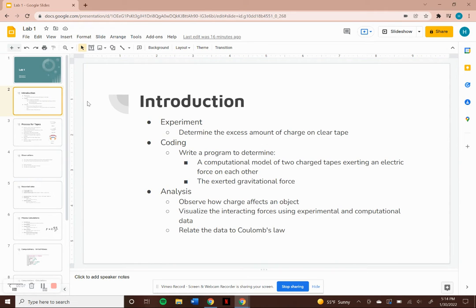To introduce, we have experimental data which is used to determine the excess amount of charge on clear tape, and then we have some coding where we will write a program to determine the computational model of two charged tapes exerting an electric force on each other and the exerted gravitational force. With our analysis, we will observe how charge affects an object, visualize the interacting forces using experimental and computational data, and then relate the data to Coulomb's law using calculations.